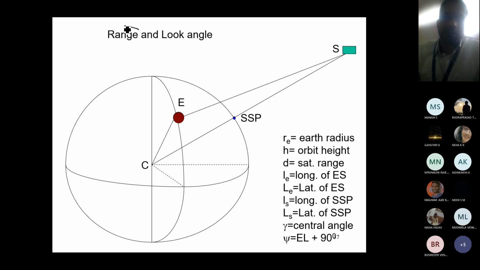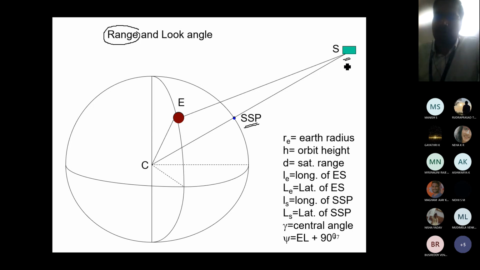So when it is said the range of the satellite, what do you mean by range? The range we calculate between two different points. One point is the ground station, another point is the satellite. Okay, so do not have the misconception that range means the distance between the sub-satellite point and the satellite.